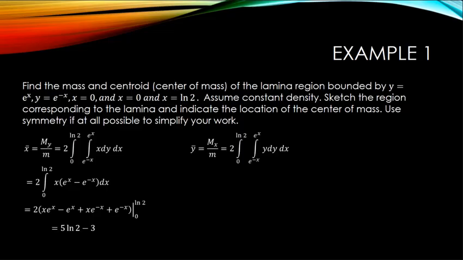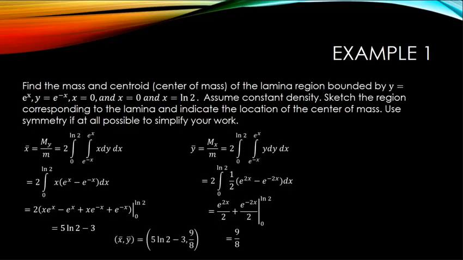3. For y bar, I get 2 times the integral from 0 to the natural log of 2 of 1/2 times the quantity e to the 2x minus e to the negative 2x dx. This gives me e to the 2x over 2 plus e to the negative 2x over 2, evaluated from 0 to the natural log of 2. I plug in those limits of integration and simplify, and I get 9/8.